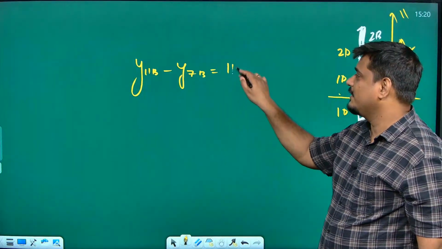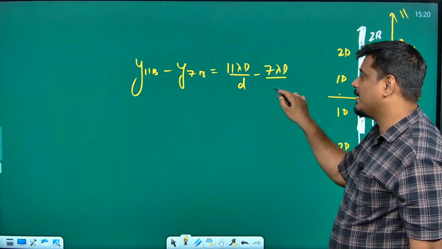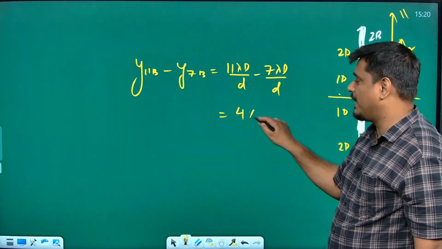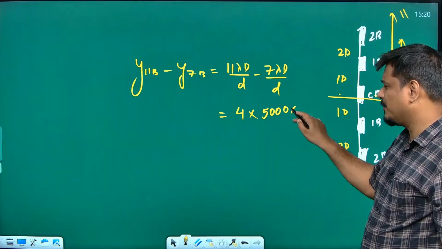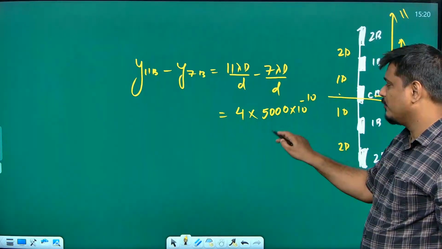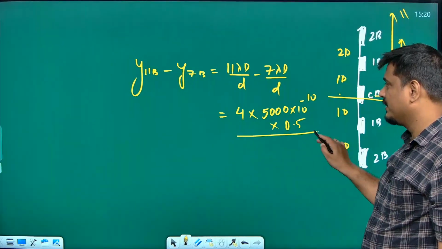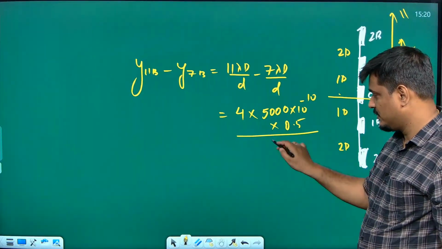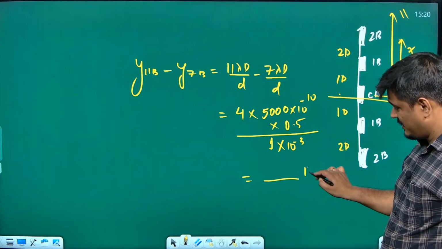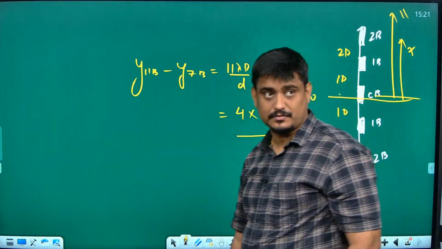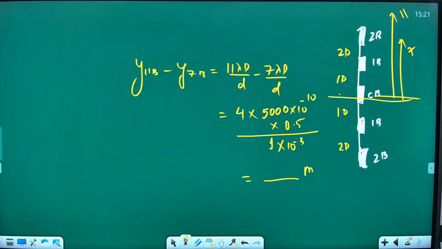So it will be 11 lambda D by d minus 7 lambda D by d, which becomes 4 lambda D by d. Lambda is given as 5000 Angstrom, so 5000 times 10 to the power minus 10. Capital D is given in meters, divided by small d, which is given as 1 millimeter. Solve, and you will get the answer. This much meters will be the answer. Do you understand that? I hope you are understanding it.